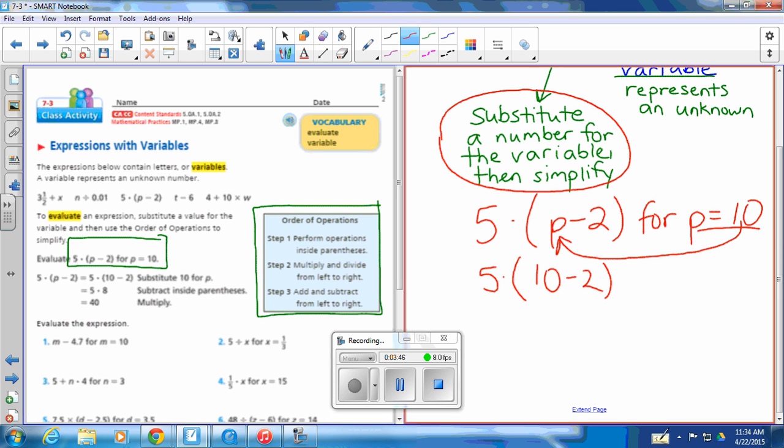Okay. Now, in order to follow the operations, we need to do parentheses first. So 10 minus 2 is 8. And then we're going to multiply that by 5. That's our next step in order of operations. And 5 times 8 is 40. So that evaluation of that expression for p equals 10 would be 40.